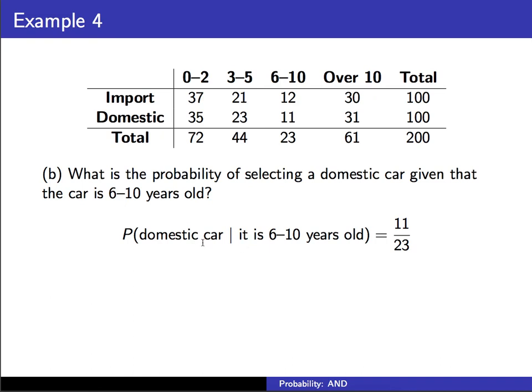Switching them does impact what we're looking at as far as our total is concerned. In the last problem, we looked at the total number of domestic cars because the domestic car followed the keyword "if." But now we have the 6 to 10-year-old cars following the key phrase "given that." So instead of the domestic row total, we're looking at the 6 to 10-year-old column total. It's very important that even if we switch them around, that's probably going to give us a different answer.